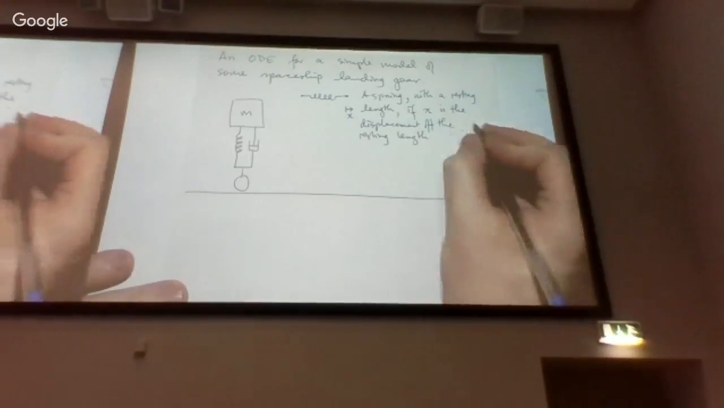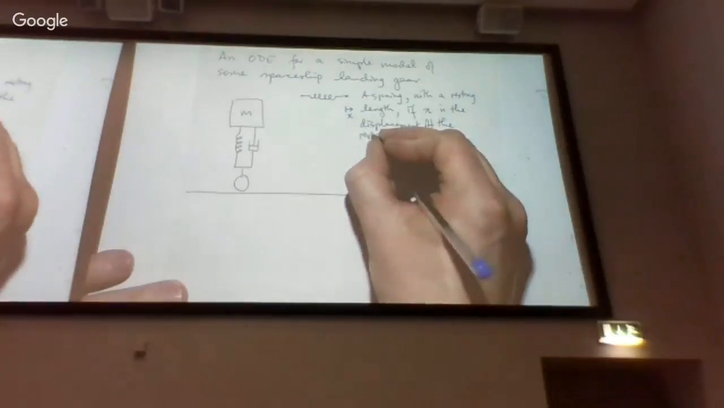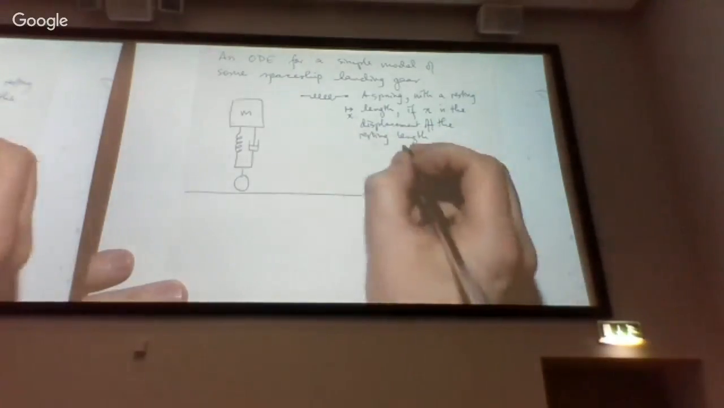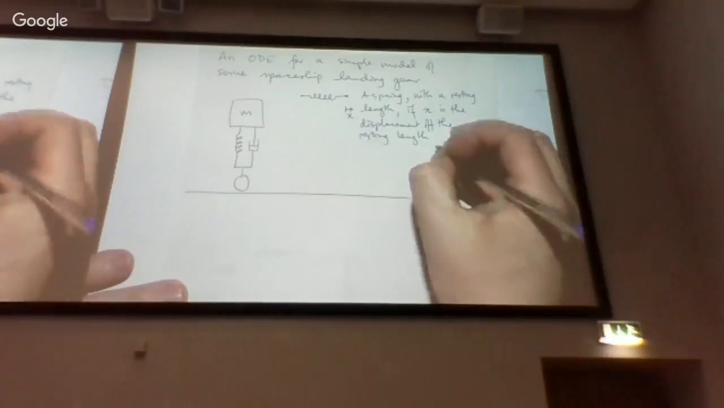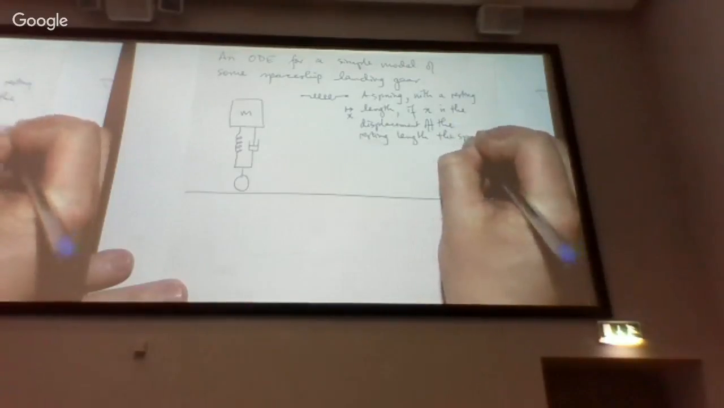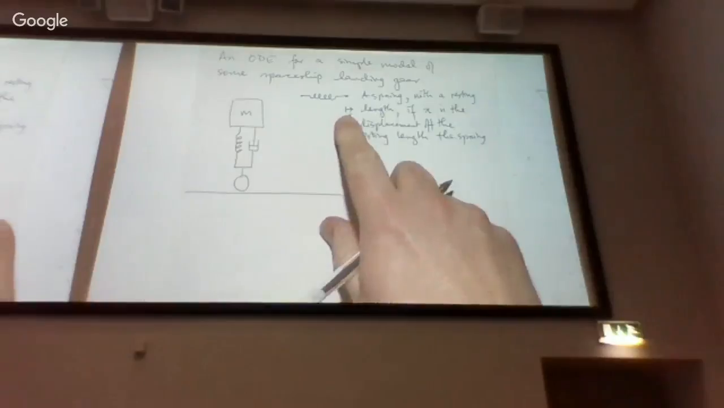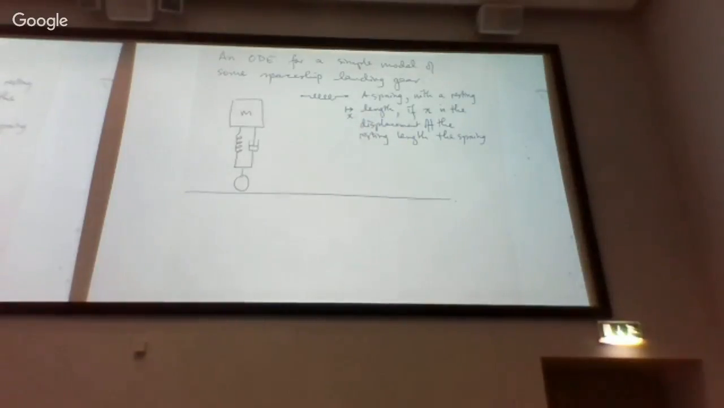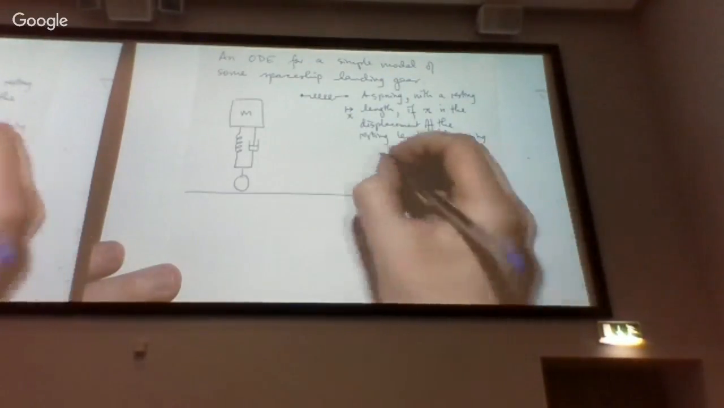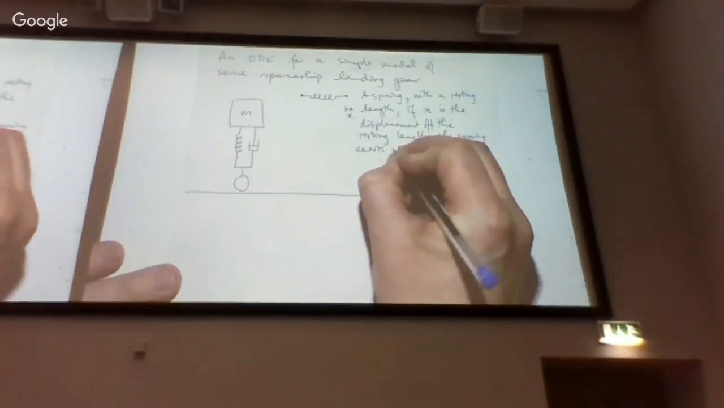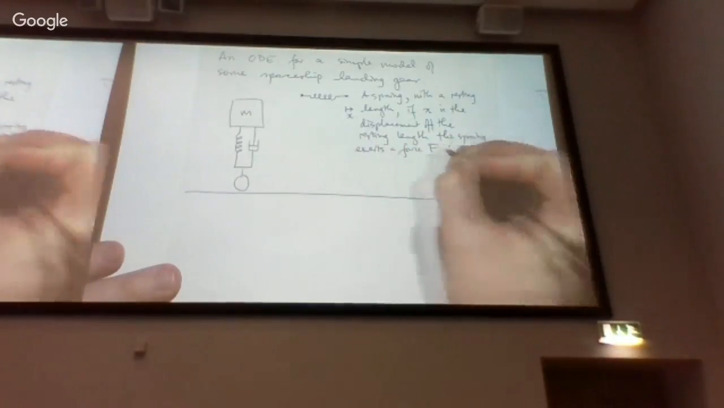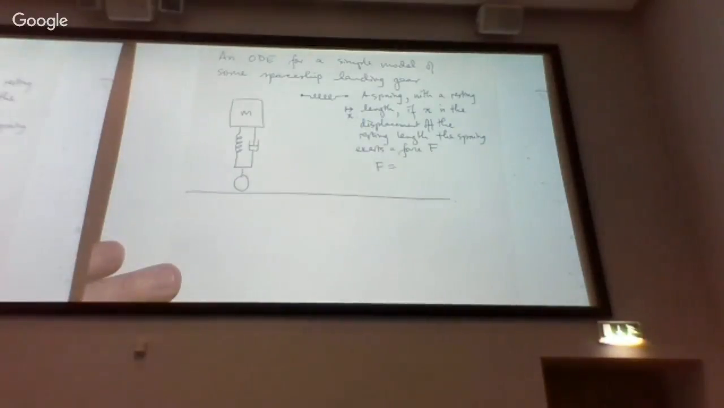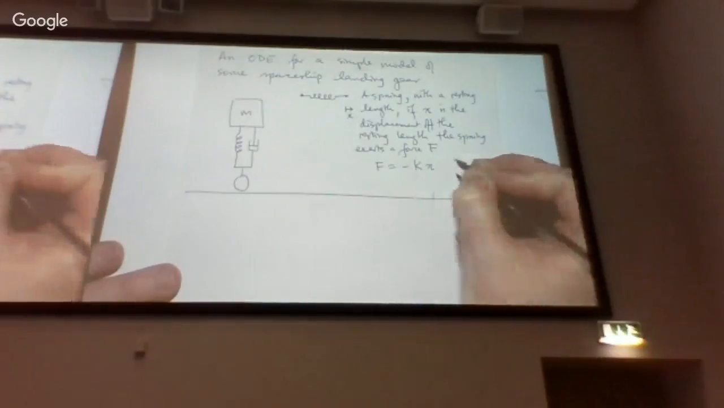So if x is the displacement from the resting length of the spring, x could be positive or negative. If x is positive, we're stretching the spring. If x is negative, we're compressing it. Think of this end as being fixed. The spring exerts a force F, and the size of the force exerted by the spring is minus kx.